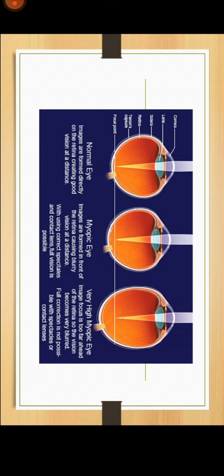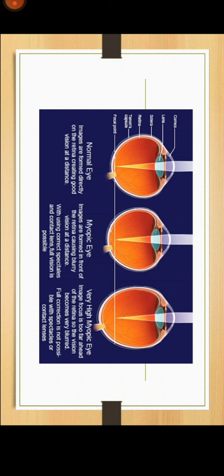Yes, this is the same condition. In the first image, normally images are formed directly on the retina, creating good vision at a distance. Then the second image is like a myopic eye. Images are formed in front of the retina, causing blurry vision at a distance. This can be corrected with spectacles and contact lenses. Up to full correction can be given.